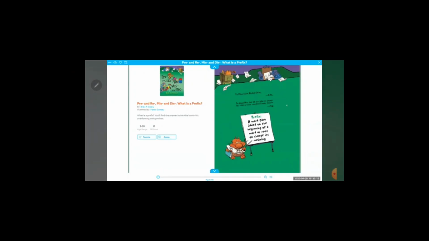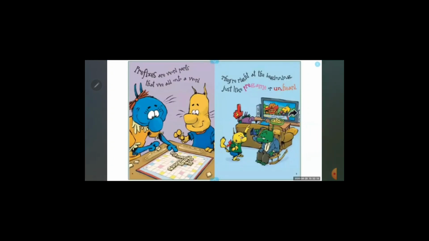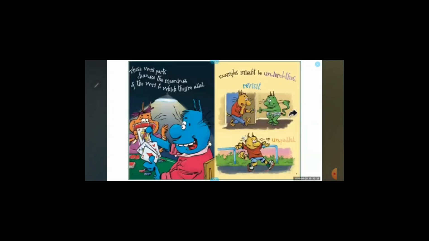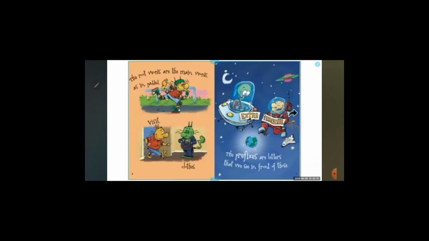Dis. What is a prefix? Prefixes are word parts that we add onto a word. They're right at the beginning, just like pregame or unheard. These word parts change the meaning of the word to which they're added. Examples might be underclothes, revisit, or unpadded. The root words are the main words, as in padded, visit, close. The prefixes are letters that we see in front of those.